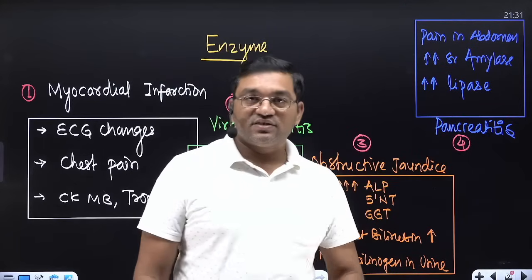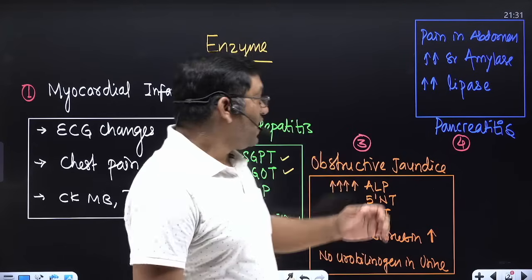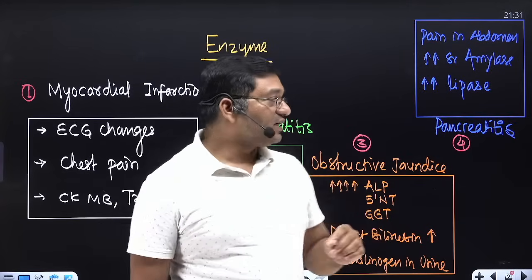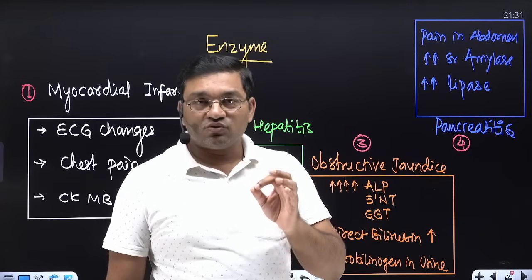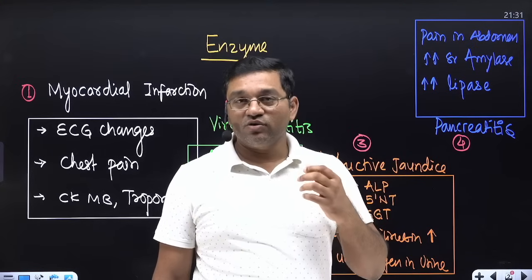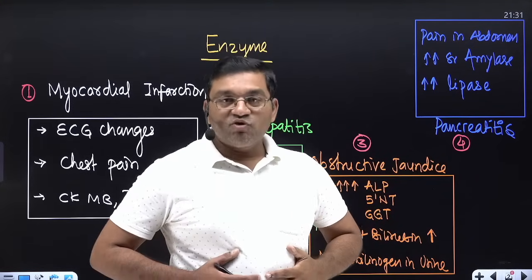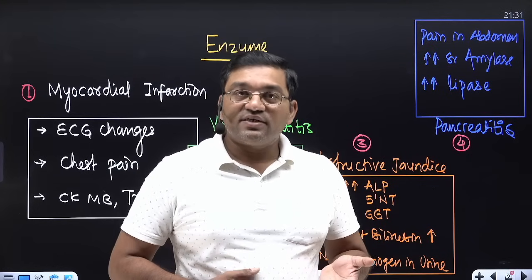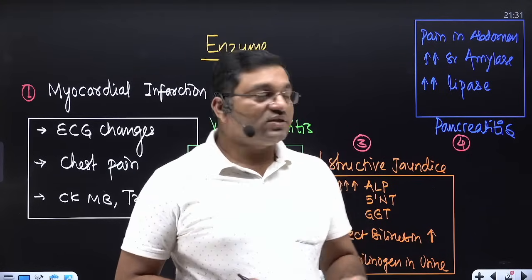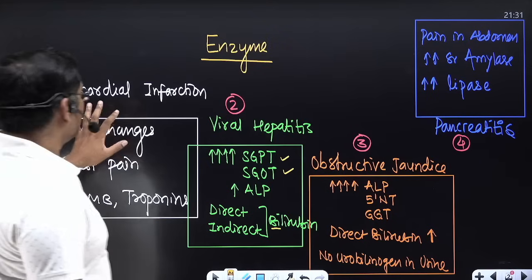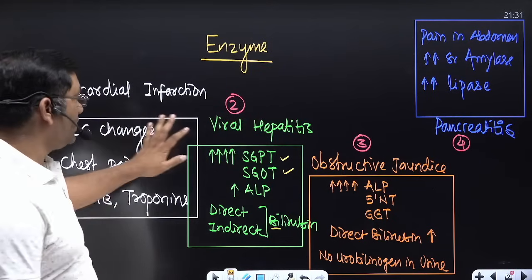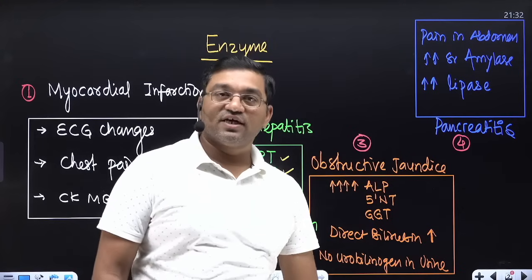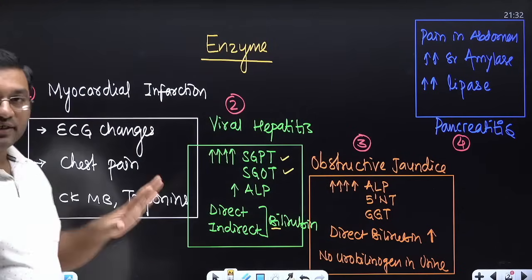Now next is pancreatitis. Again the manifestation is pain in the abdomen, and there is an increase in serum amylase and serum lipase levels. Serum lipase is more specific for pancreatitis. There is also a history of alcohol use. Chronic alcoholics are more prone to pancreatitis, and typically this abdominal pain is relieved by leaning forward, which is known as the Mohammedan prayer sign. When you lean forward, the pain is relieved. That is the typical pain of pancreatitis. So these are the four important disorders related with the enzyme topic: myocardial infarction, viral hepatitis, obstructive jaundice, and pancreatitis. Here lipase is more specific than amylase for diagnosis of pancreatitis. Got it? These are the four disorders.